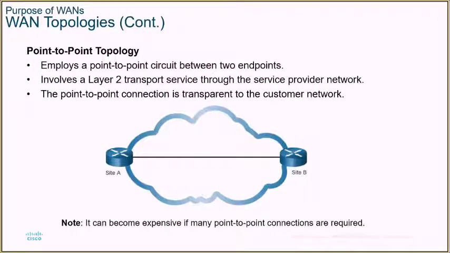So point-to-point employs a point-to-point circuit between two endpoints and it involves a layer 2 transport service through the service provider network. The point-to-point connection is transparent to the customer network. It can become expensive if many point-to-point connections are required. And it's not a good network diagram unless there's a cloud. Of course, that cloud means it's provided by your provider, and what actually happens inside the network is often not visible, hence the cloud.